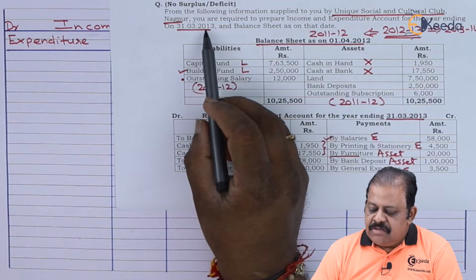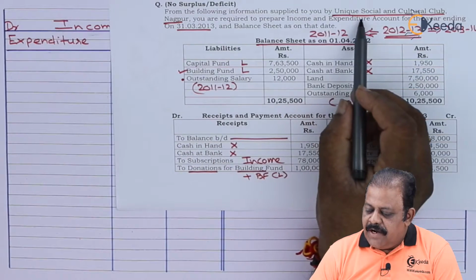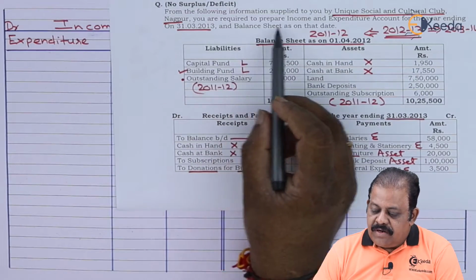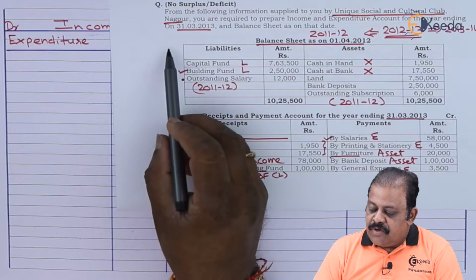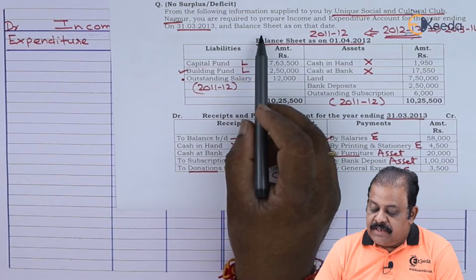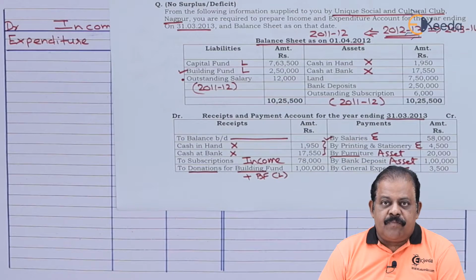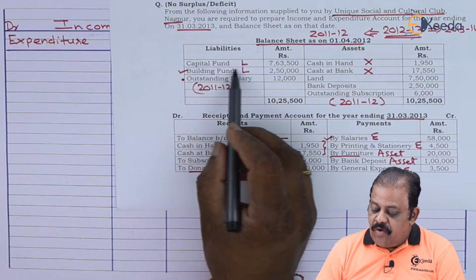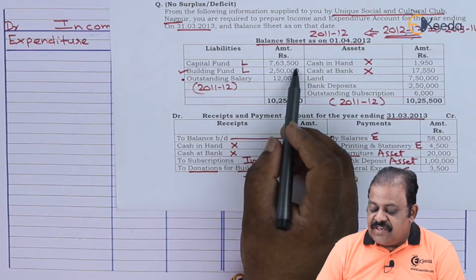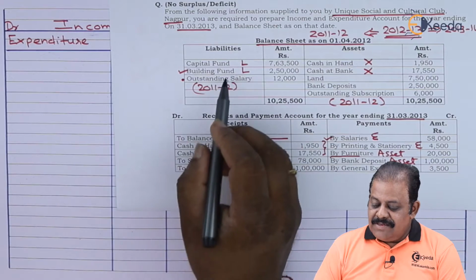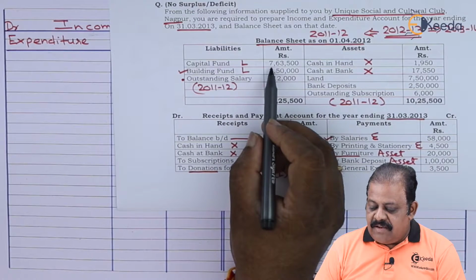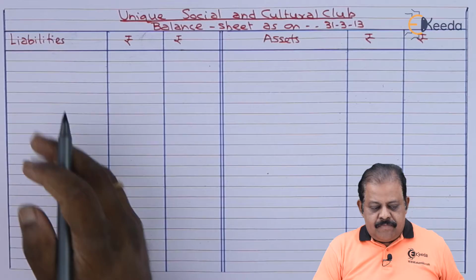Let us start doing postings. From the following information supplied to you by Unique Social and Cultural Club Nagpur, you are required to prepare an income and expenditure account for the year ended 31st March 2013 and a balance sheet as on that date. Let us start with the opening balance sheet, liability side. First item, we have capital fund 7,63,500. This will be recorded in the closing balance sheet on the liability side as the first item, capital fund 7,63,500.